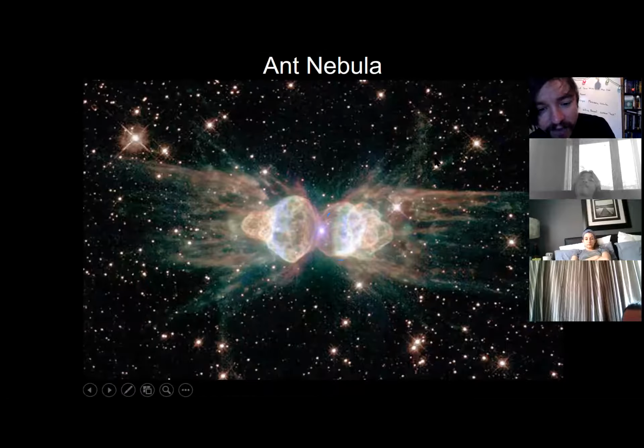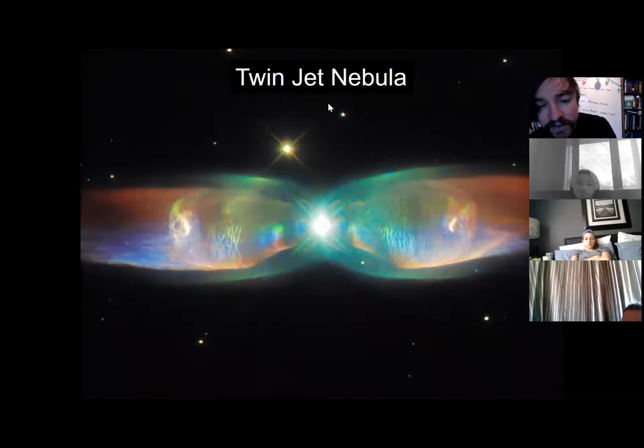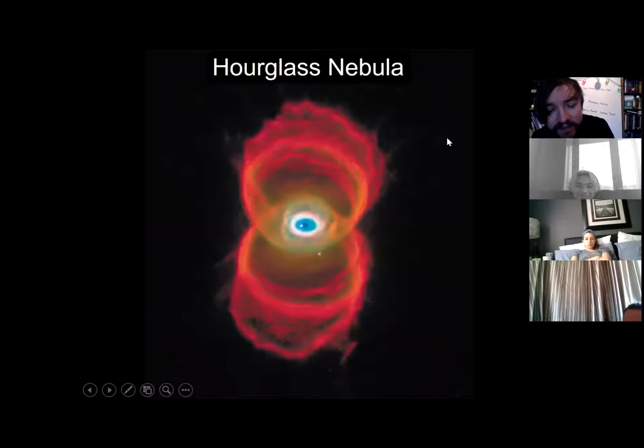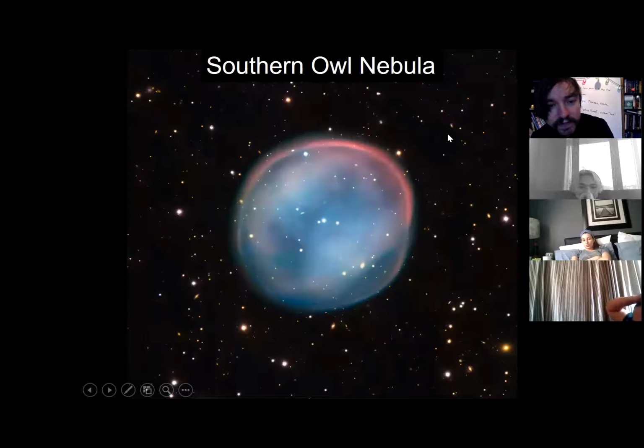We see this structure with some planetary nebulae. They tend to have an hourglass. In fact, one of them is called the Hourglass Nebula. This is the Twin Jet Nebula. These are all different types of planetary nebulae. When low mass stars die, they die beautifully. Here's the Southern Owl Nebula.